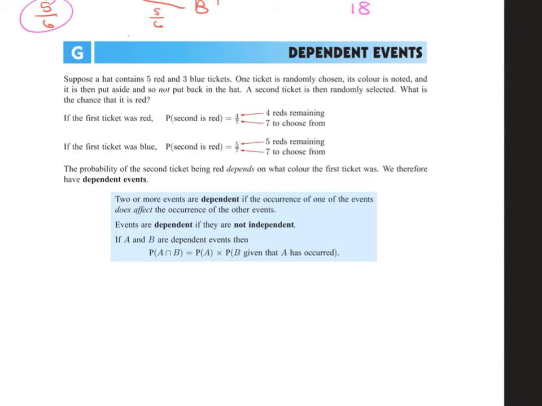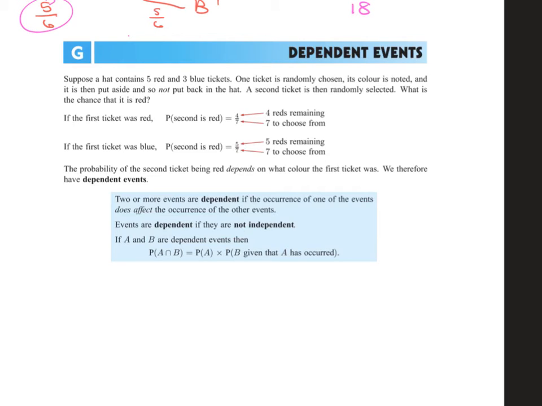If the first ticket was blue, the probability that the second ticket is red, well, still that's out of 7 because you are not dealing with 8 possibilities because you're not replacing the blue ticket, and you have 5 reds to choose from instead of 4 because you still hadn't chosen a red the first time. The probability of the second ticket being red depends on what color the first ticket was. We therefore have dependent events. 2 or more events are dependent if the occurrence of one of the events does affect the occurrence of the other events. Events are dependent if they are not independent, which seems very obvious to us.